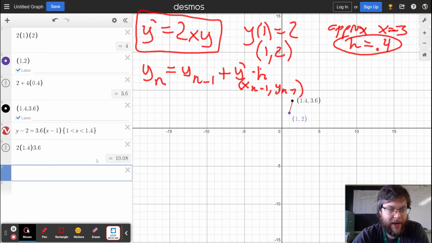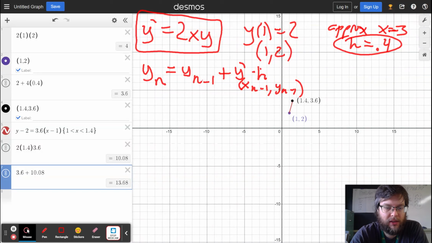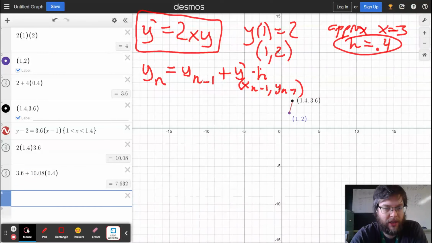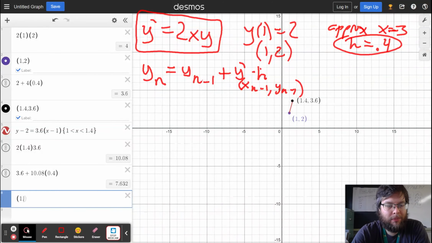So anyway, I now have a slope of 10.08. I got 10.08 by plugging in my new x and y values. And so then I can predict what my next y value is. My next y value is the old y value plus my new slope, 10.08, times my h value of 0.4. So that's my new y value of 7.632. So I have 1.8 because I added another h. That's my new x value. I'm going 0.4 steps further to the right.